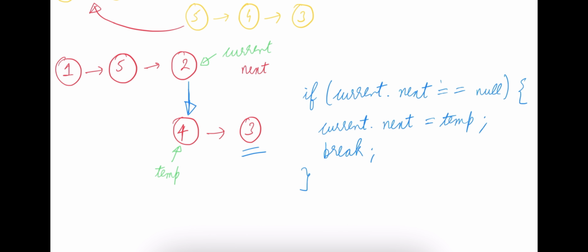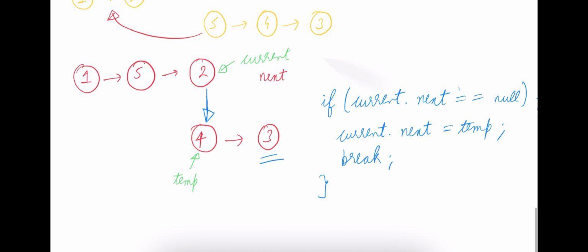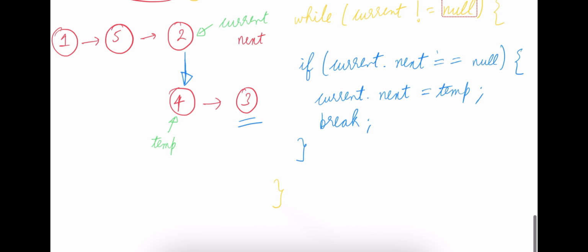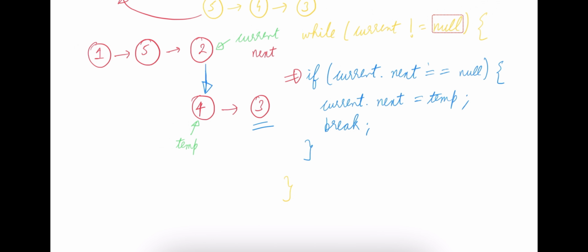So the loop would be something like: while current is not equal to null, something like that. And this is just a check for when the length is odd and we are left with the last few nodes, and yeah, we'll be done. This will make sense when we have a look at the code implementation. So let's dive into the code implementation to understand this better.